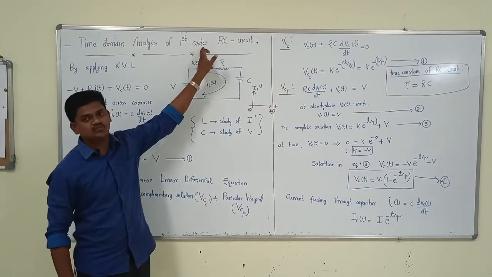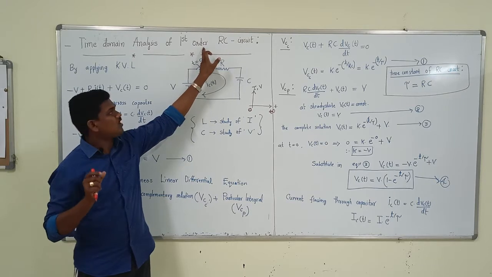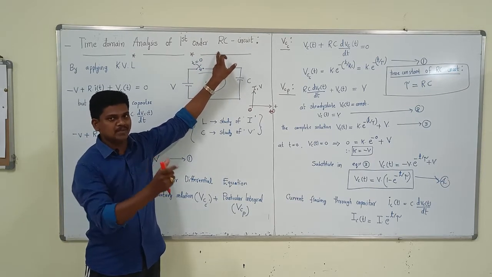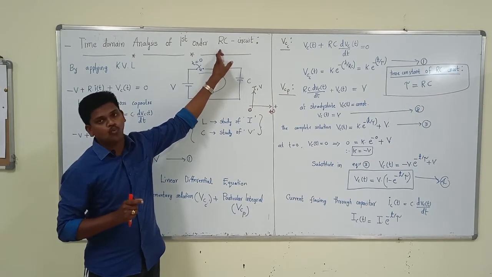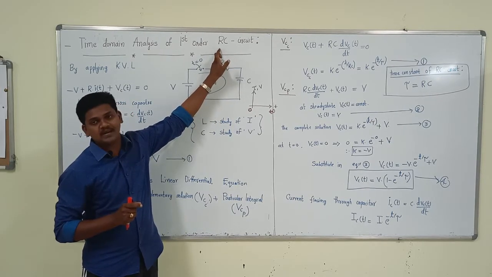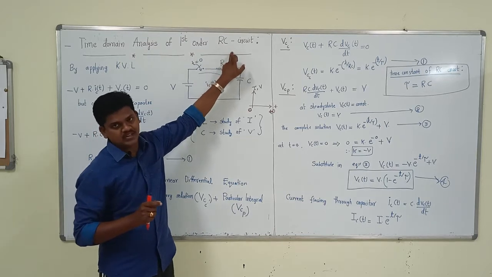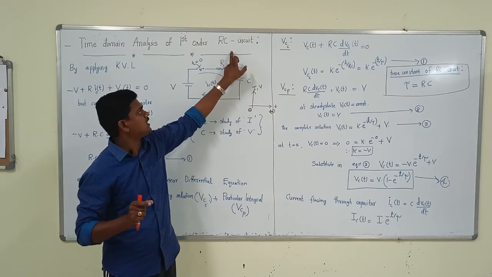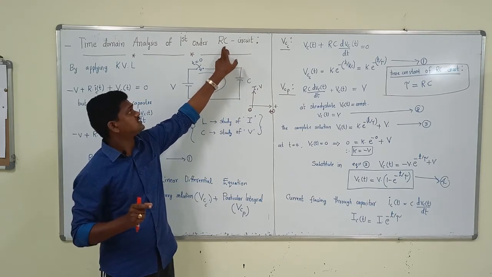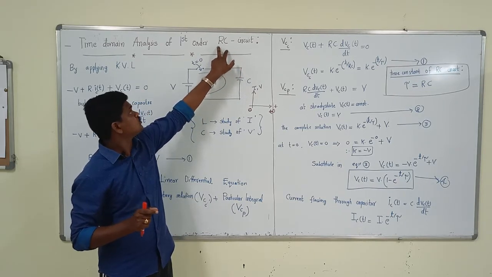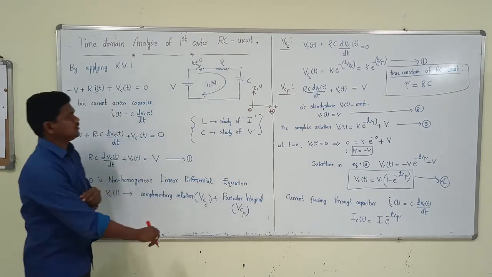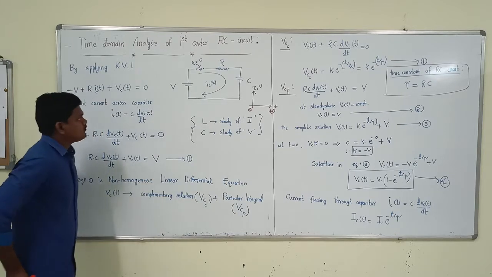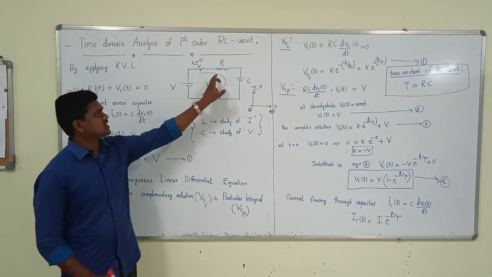Why first order? The order represents, generally we have three elements: resistor, inductor, capacitor. Here one is an energy dissipating element and one is an energy storing element. The circuit which consists of one energy storing element is known as a first order circuit. That is first order. So we already discussed this clearly in the RL circuit. Now we will directly enter into the first order RC circuit.